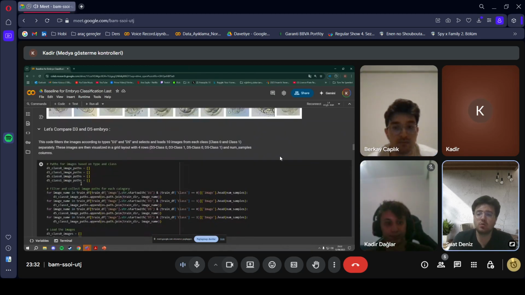And after that, this code filters the images according to types D3 and D5, which is day 3 and day 5, and selects and loads 10 images from each class, class 1 and class 0. And after that, these images are then visualized in a grid layout with four rows, D3 class 0, D3 class 1, D5 class 0, and D5 class 1, and num samples columns.